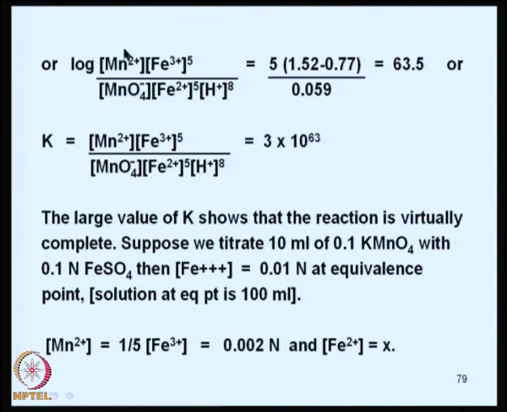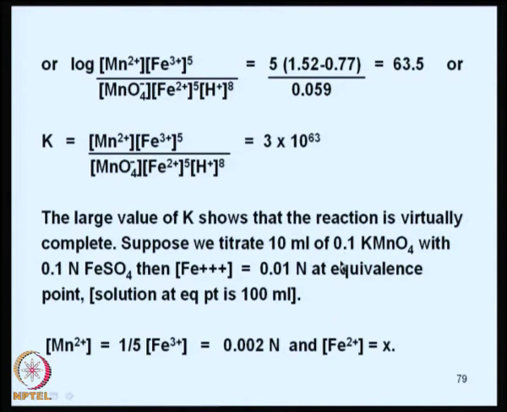By exchanging the terms on the left and right and rearranging, I get the logarithm of Mn2+ times Fe3+ raised to 5 divided by MnO4- multiplied by Fe2+ and H+ raised to 8 equal to 63.5, or K would be equal to 3 into 10 raised to 63. The large value of K in this case shows that the reaction is virtually complete.